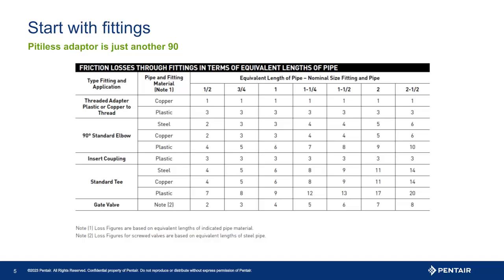One question is often, what about a pitless adapter? If you cannot find this information from the manufacturer, it would be safe to call it a 90-degree elbow. To calculate the fittings loss, count each type and with the chart convert the fittings into equivalent straight pipe and add these totals to the actual straight pipe.